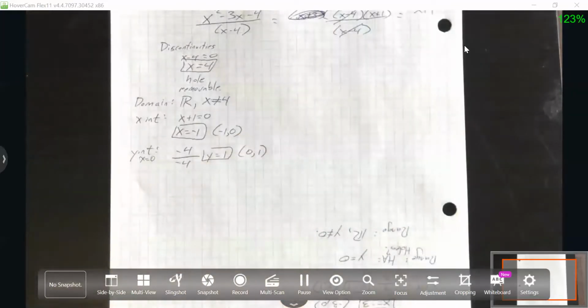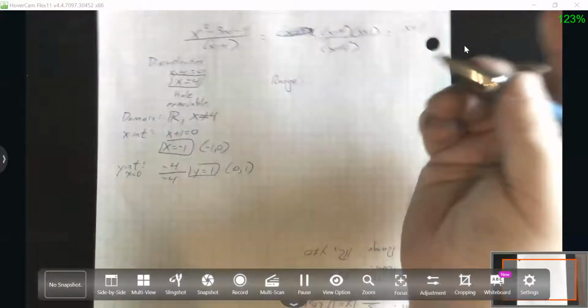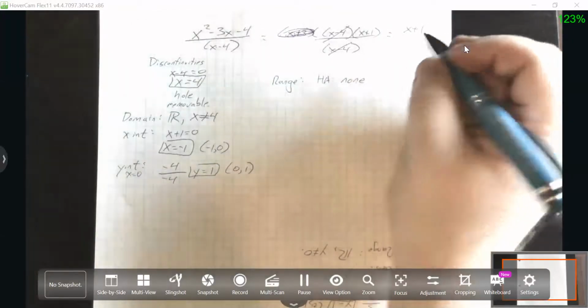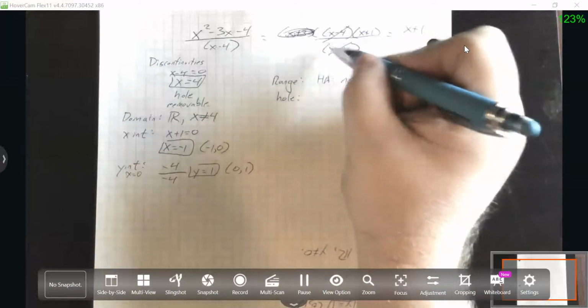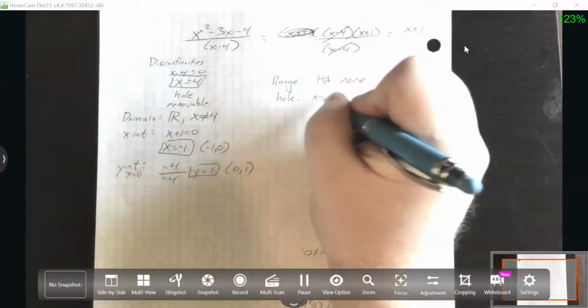Okay, so we did our discontinuities, identified them, our domain, x-intercept, y-intercept. Final part is range. So for range, we check horizontal asymptote, we check for a hole. So horizontal asymptote, the top is bigger than the bottom. None, no horizontal asymptote. We're good. Our hole. Okay, we did have a hole, it got removed. We know we have a hole at x equals 4.